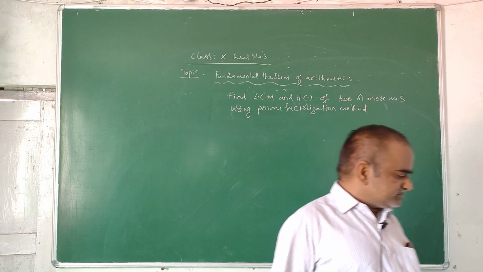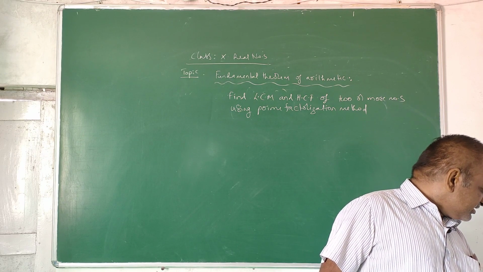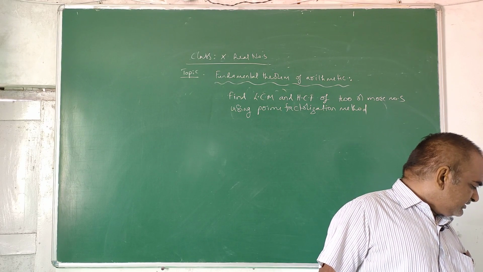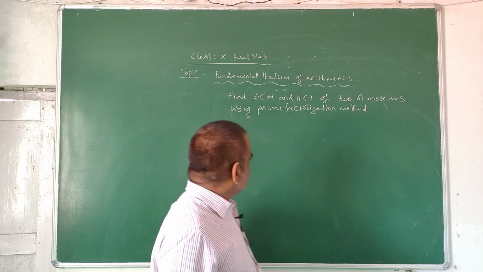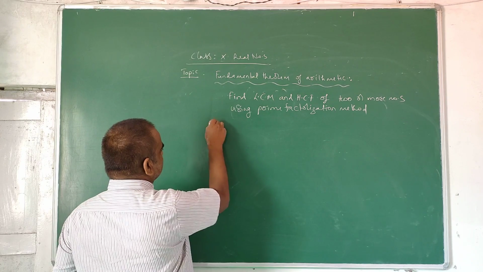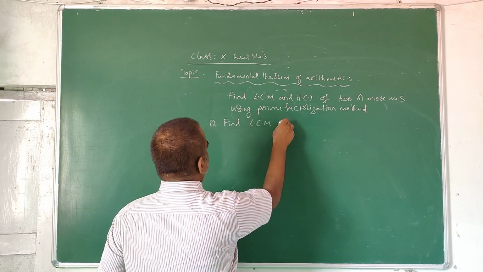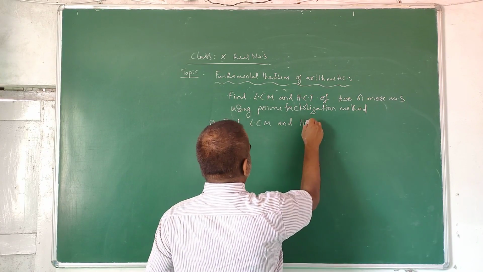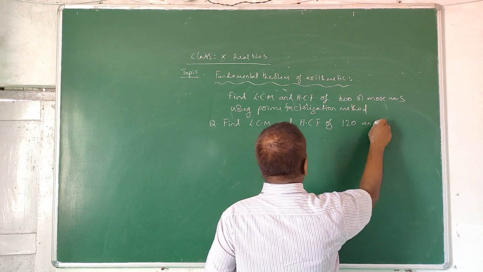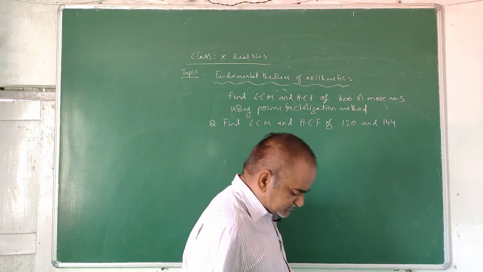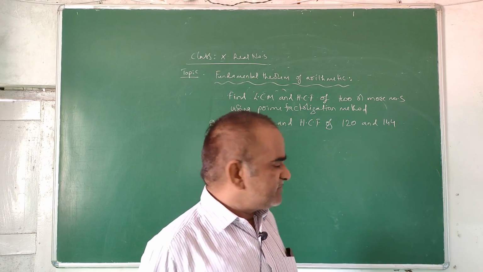So coming to the point, first let us take an example. Find LCM and HCF of 120 and 144. Let us take this. Question is, find LCM and HCF of 120 and 144. I will explain this procedure. Please listen carefully.